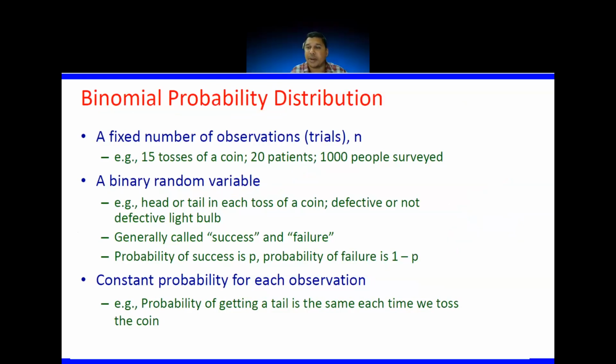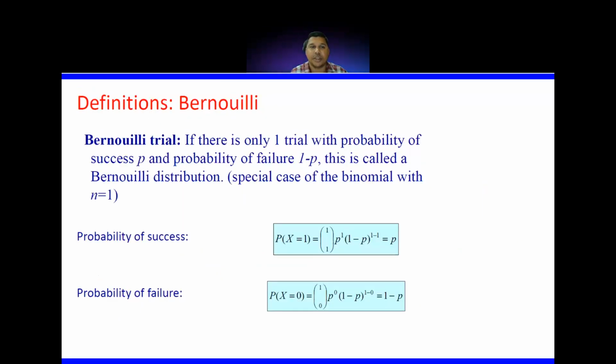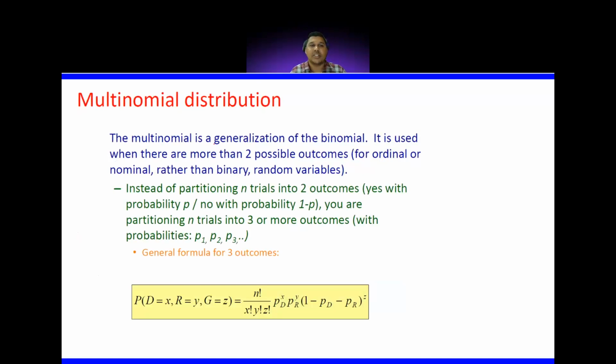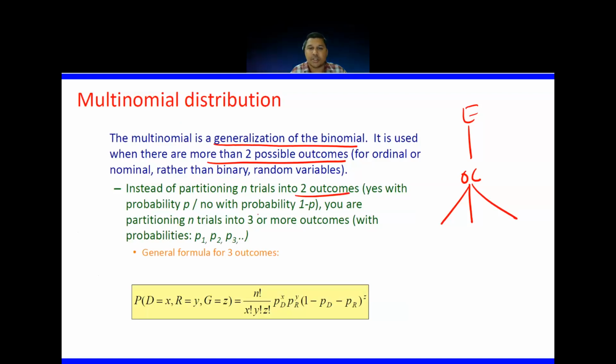Multinomial means here we get multiple outcomes, but fixed. Multinomial is a generalization of binomial. It is used where there are more than 2 possible outcomes. So I do an experiment, I get an outcome. This outcome has fixed possibilities, but more than 2. Then we go for multinomial distribution. So instead of partitioning n trials into 2 outcomes, here we partition the n trials into 3 or more outcomes. So P1, P2, P3, and so on.